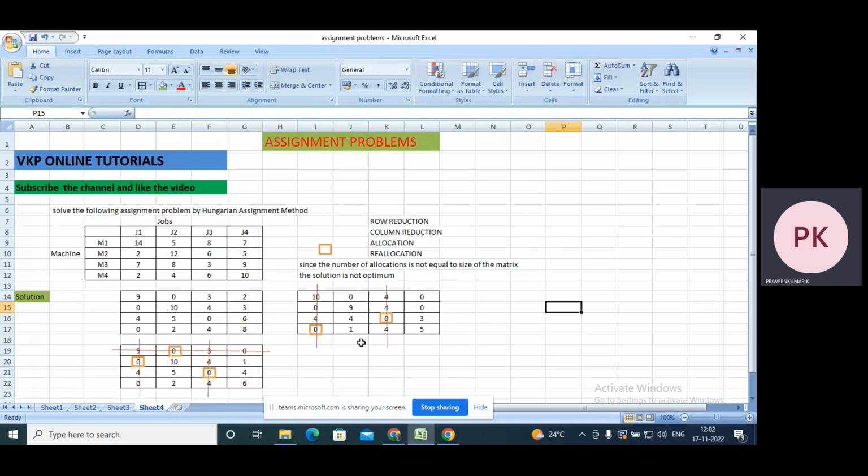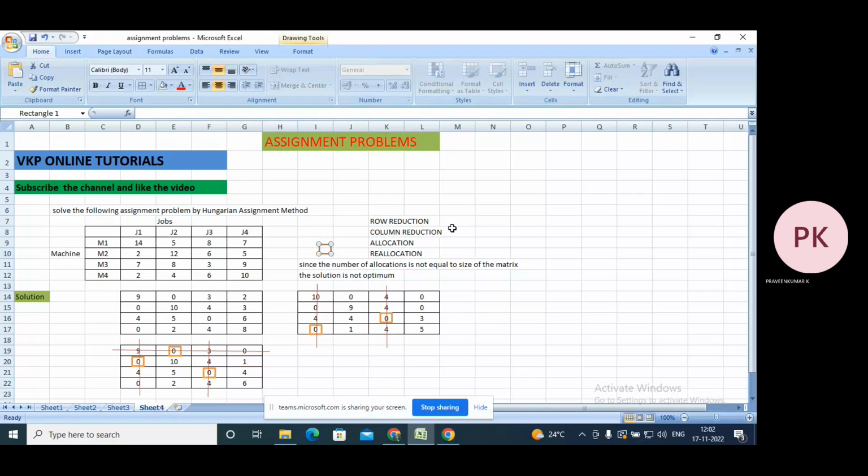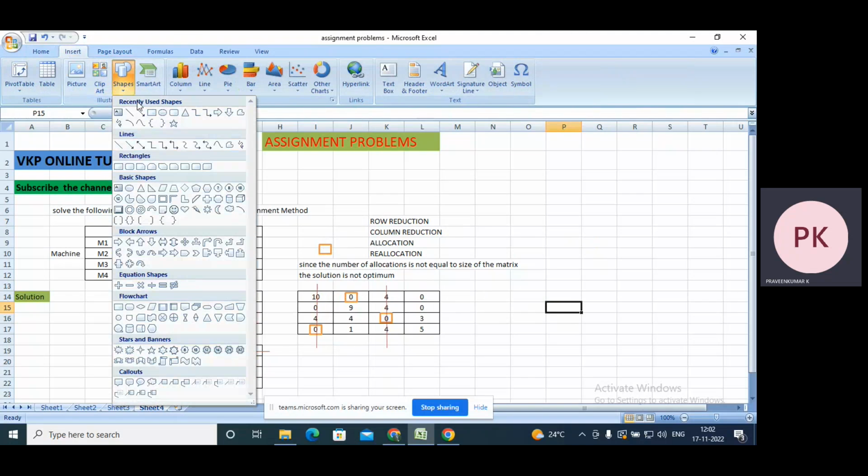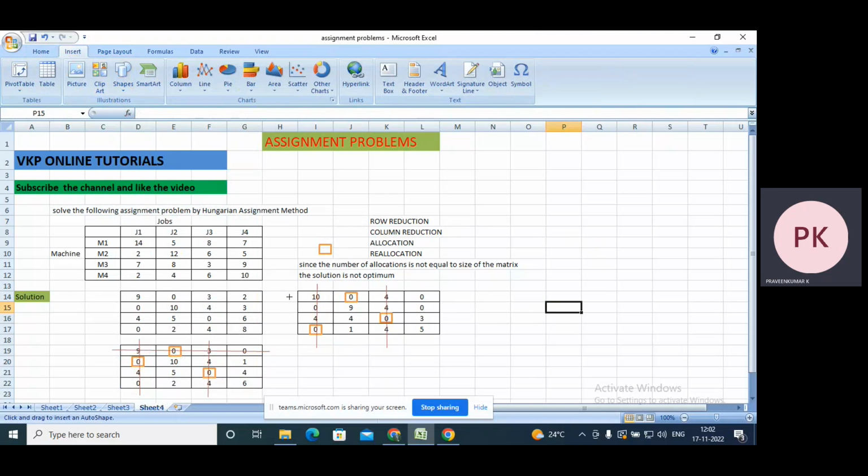Look at this second column. The second column has a single 0: 0, 9, 4 and 1. So I allocate this 0 and I'll cancel the corresponding row. This is my corresponding row for this 0.